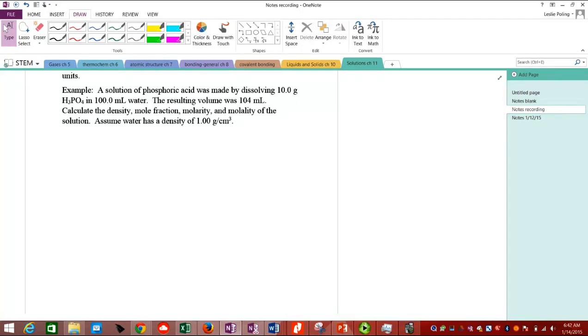And so we did this problem, and it asks you for a lot of different things: density, mole fraction, molarity, molality. It didn't ask us for percent, but we could do that as well. So we need to keep track of things. We need to keep track of what is the solute and what is the solvent. So the solute is this, and the solvent is water.